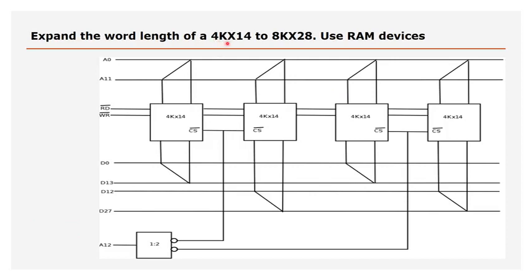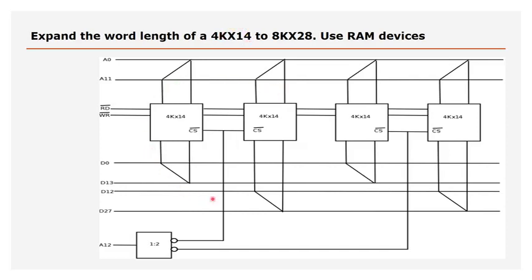Let's look at another example. In this case, we want to go from a 4K by 14 to an 8K by 28. As I've said, you will not really get 14 output lines, but it's a theoretical exercise, so we can have one. So if you want to do this, the first thing you will do normally is just build a 4K by 28. Like I've said previously, you must just do a word length expansion.